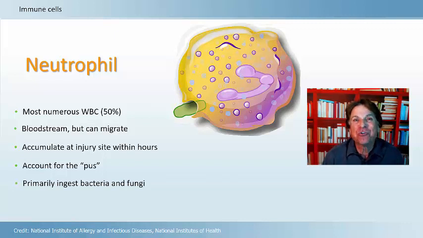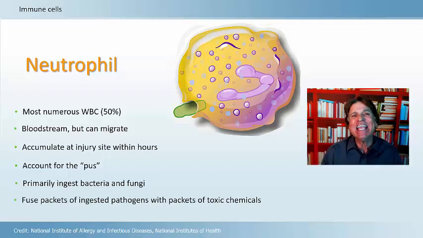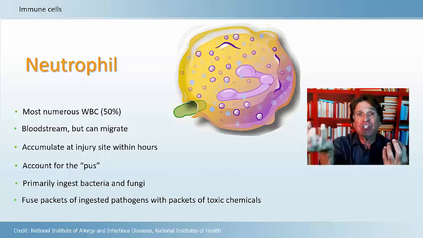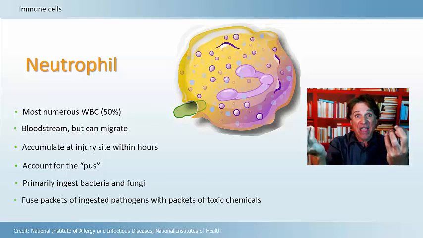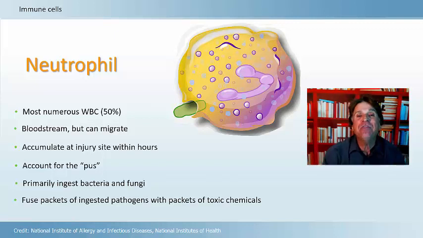The neutrophils primarily ingest, they take in bacteria and fungi. And when they take in the bacteria and fungi, they place those particles in packets or in spherical types of containers. And what they then do is take another container that has toxic chemicals and they mix them both together. And this way the toxic chemicals kill and break down those ingested pathogens.